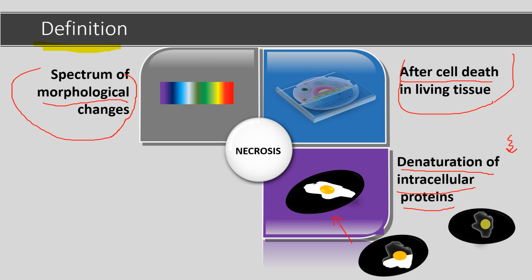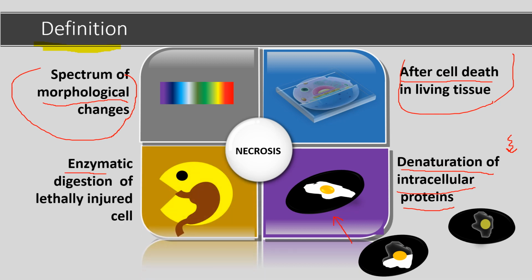The fourth part of this definition is: these changes also occur due to enzymatic digestion of lethally injured cells. The enzymes can be cell's own enzymes present in lysosomes, which will be released and activated during this process. This is called autolysis. If the enzymes that digest the cells are from leukocytes or from microbes, it is called heterolysis. The leukocytic enzymes are due to inflammation. These four diagrams are to help you remember four parts of the definition, that is, spectrum, death, denaturation, and enzymatic digestion.